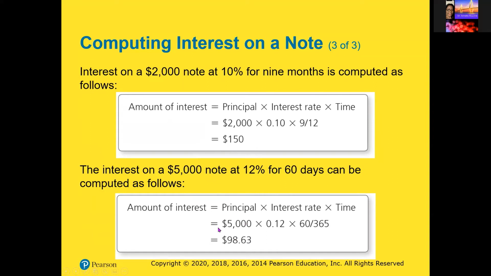The interest on a $5,000 note at 12% for 60 days can be computed this way. Here you see $5,000 times the 12% times the number of days, 60 days, divided by 365 days. So the amount is $98.63.